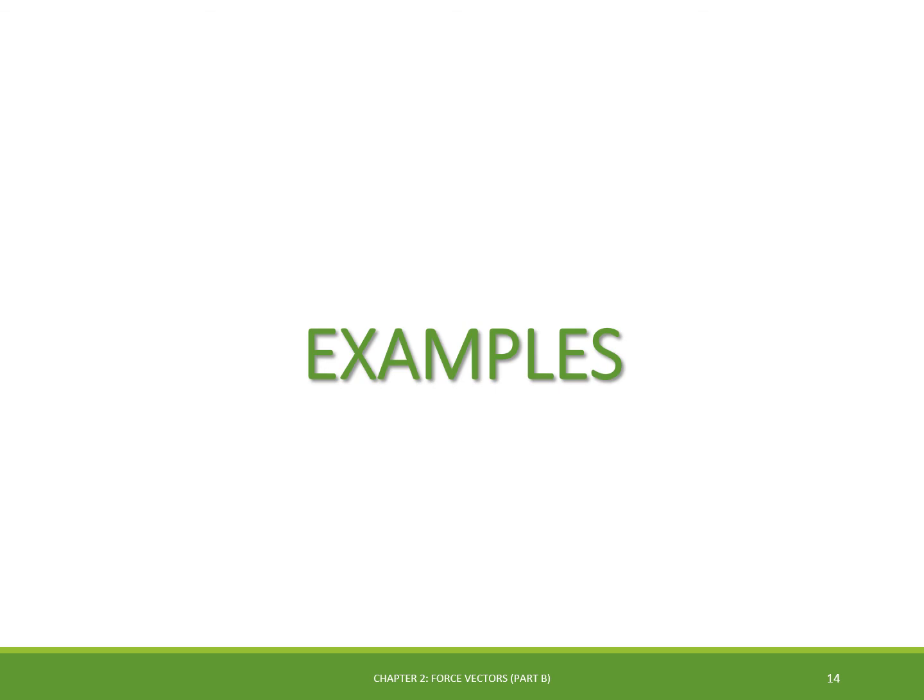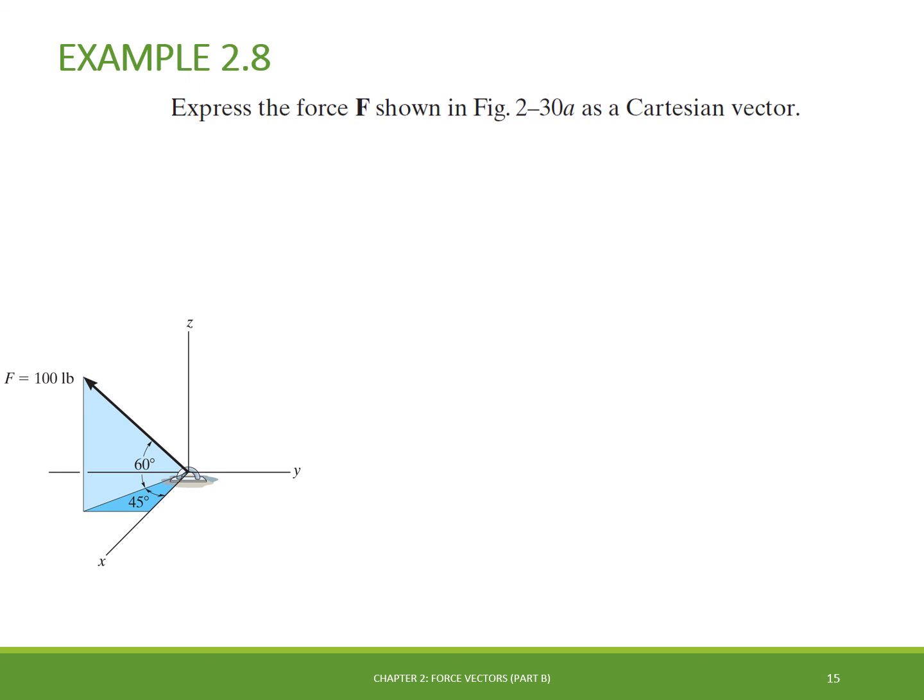Now it's time to work on examples. In example 2.8, we have to express the force F shown in this figure as a Cartesian vector given its magnitude of 100 pounds and the two reference angles of 45 and 60 degrees. It's important to stress here that these angles are not the coordinate direction angles. It's extremely important to recognize this information at first to avoid incurring any mistakes in the calculations.